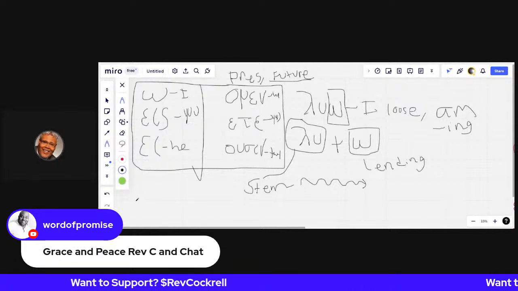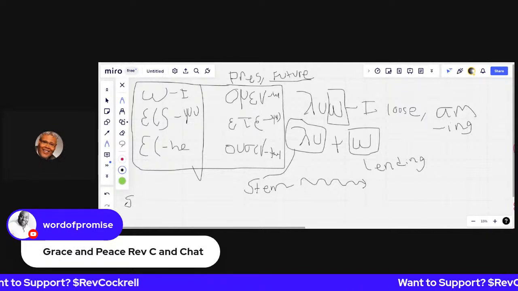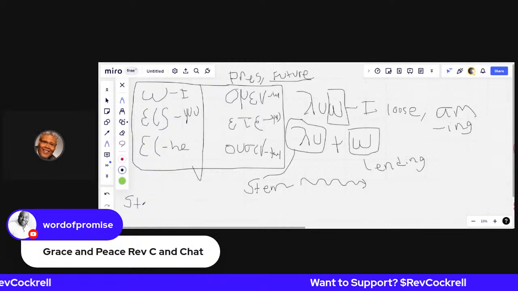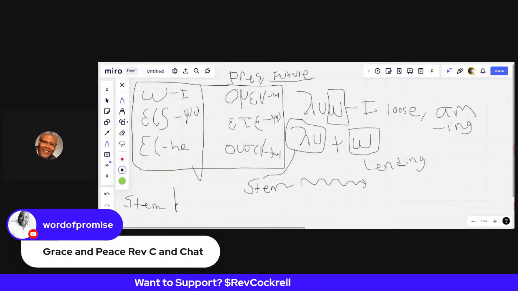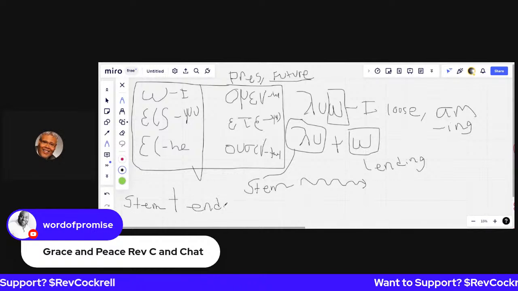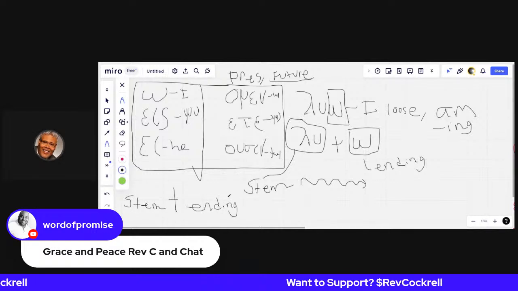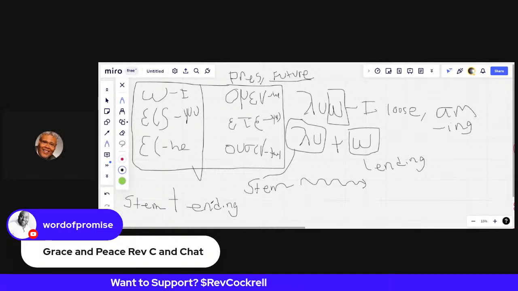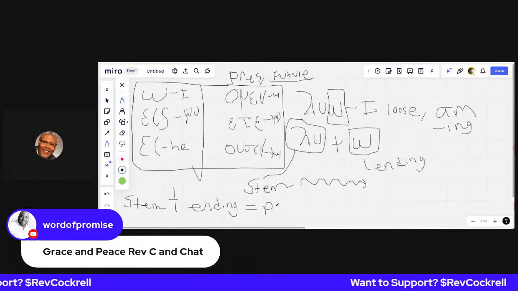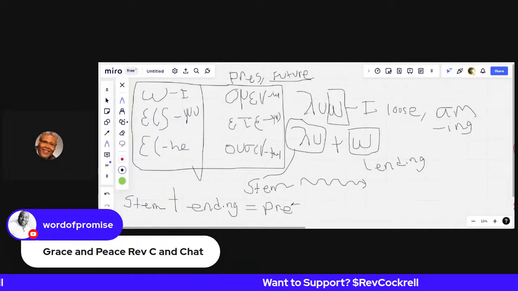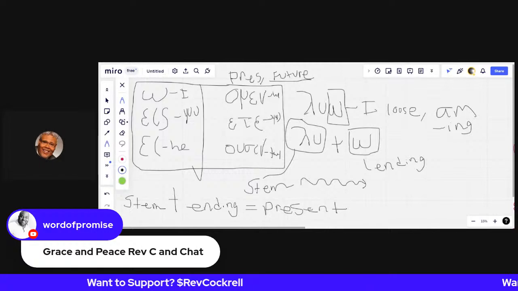Like if in math, if you guys think like that, it's just a simple formula. Stem plus ending. Stem plus your ending is present tense. This is present tense.